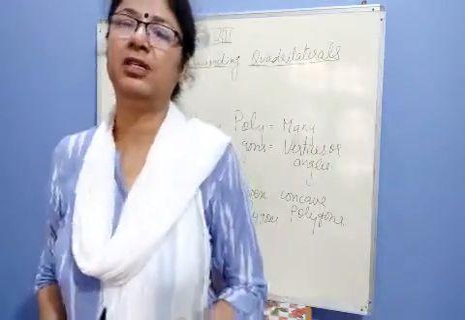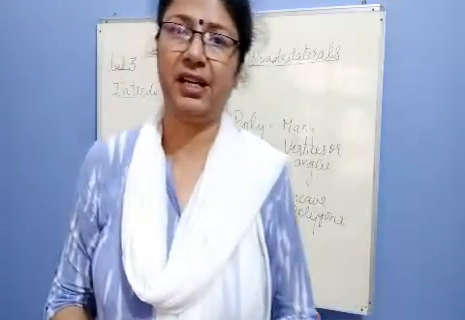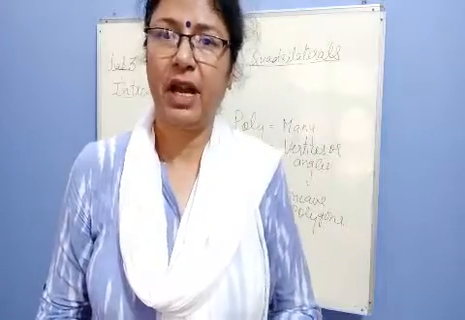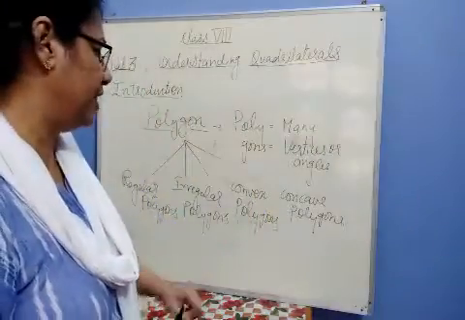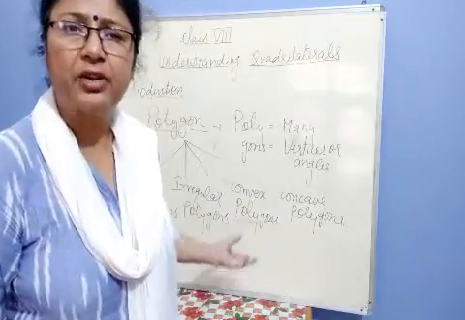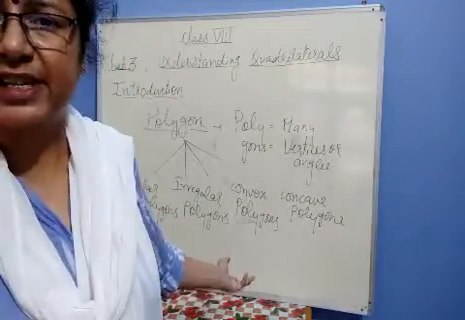Next is convex polygon. Children, convex polygons are those in which all the interior angles are less than 180 and all the diagonals are inside the figure. For example, you can take rectangle, square, rhombus; these are all called convex polygons.